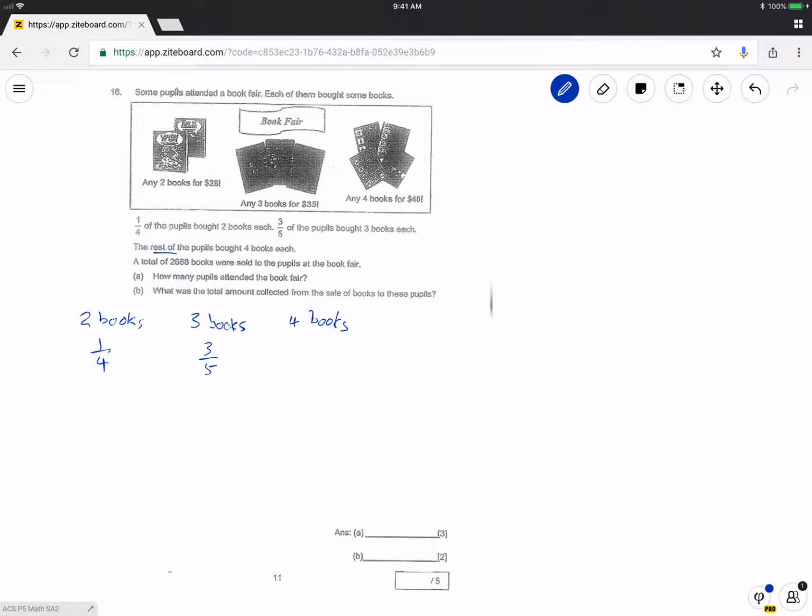So what I need to do is to actually try and make the denominator the same, because I need to find out what is the units for each one of them. Why do I do that? Because what we have here is actually the value.